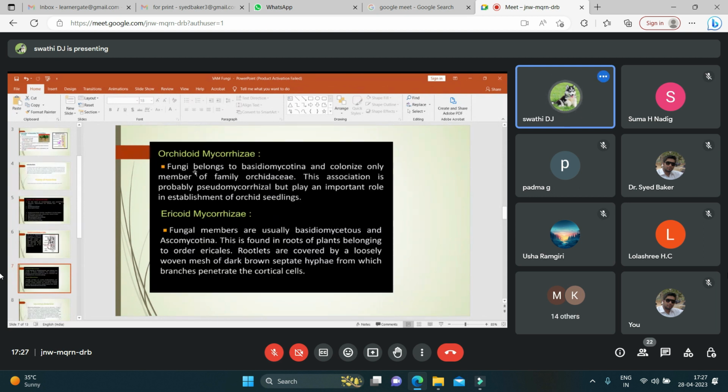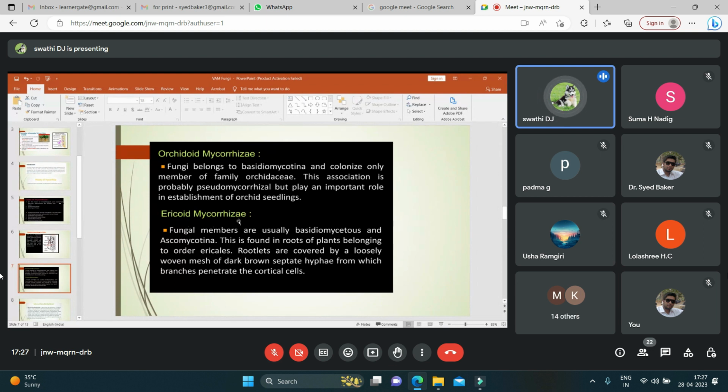Orchidoid mycorrhizae. Fungi belong to Basidiomycotina and colonize only members of family Orchidaceae. This association is probably pseudomycorrhizal but plays an important role in the establishment of orchid seedlings.